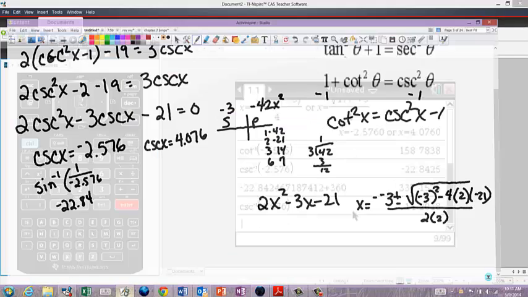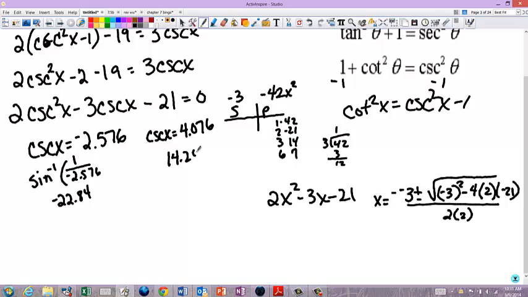14.201. So the question is, where's cosecant negative? All students take calculus. Cosecant is negative in the first quadrant and in the fourth quadrant. So I want this angle and I want this angle. But the distance is 22.84. That's all that's telling you.